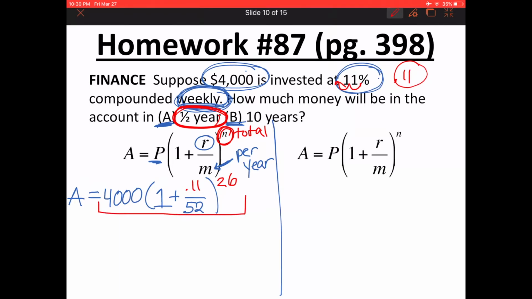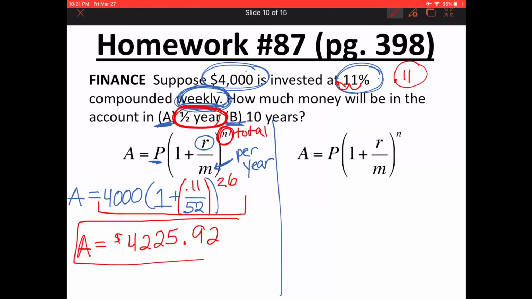Now that we have this equation set up, you can put that right into your calculator. What you will need to do is include an extra set of parentheses here around the fraction. Remember, we always put parentheses around fractions. And so my final answer here would be $4,225.92. We would round to the nearest hundredth because we're dealing with money, and money always goes to 2 decimal places. So after half a year, this is the amount of money that I would have, which makes sense. If I started with 4,000, I should have a little bit more if I'm gaining interest.